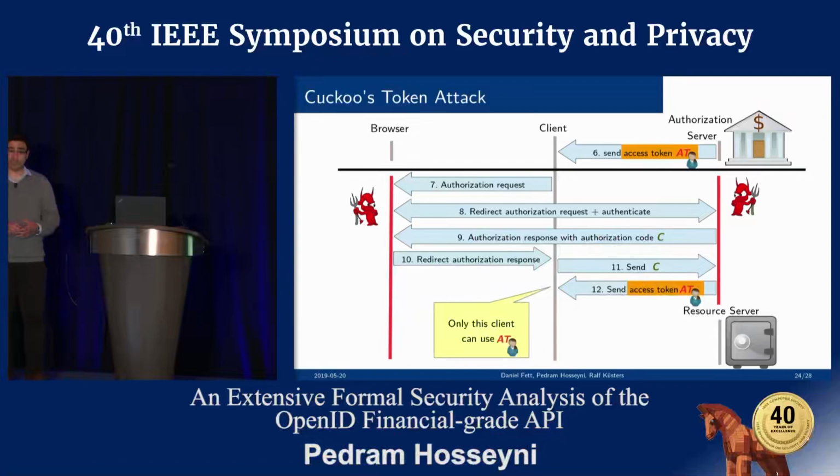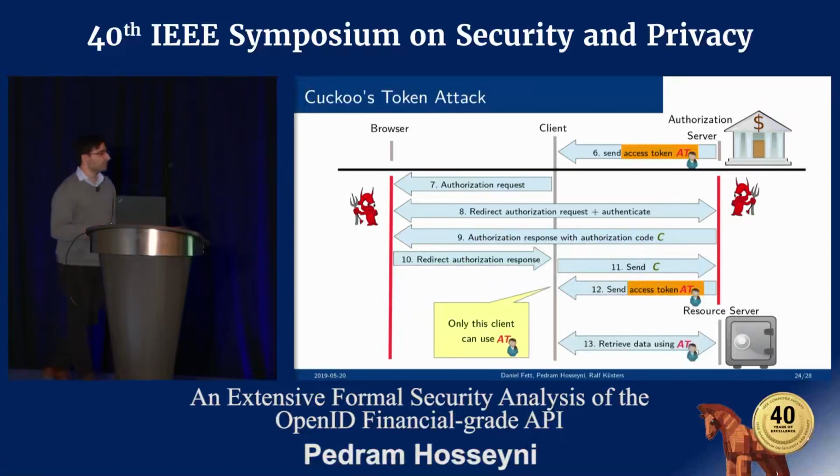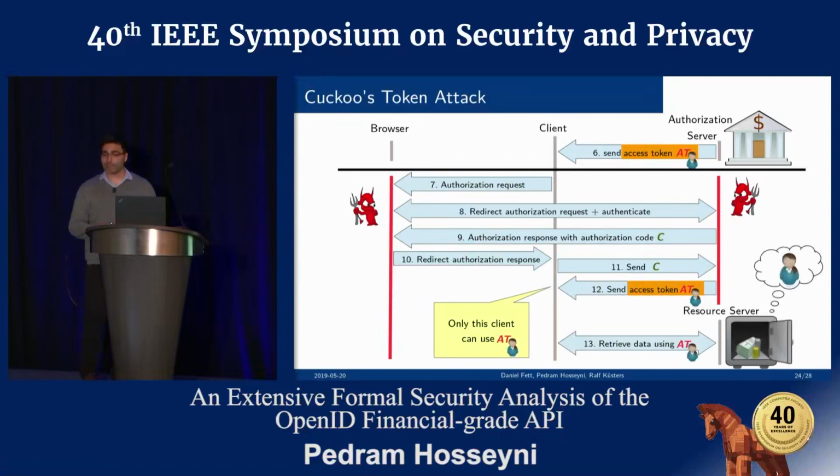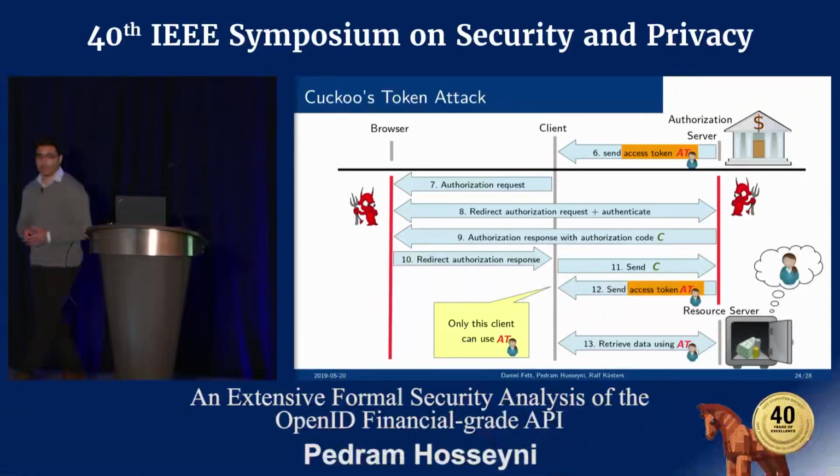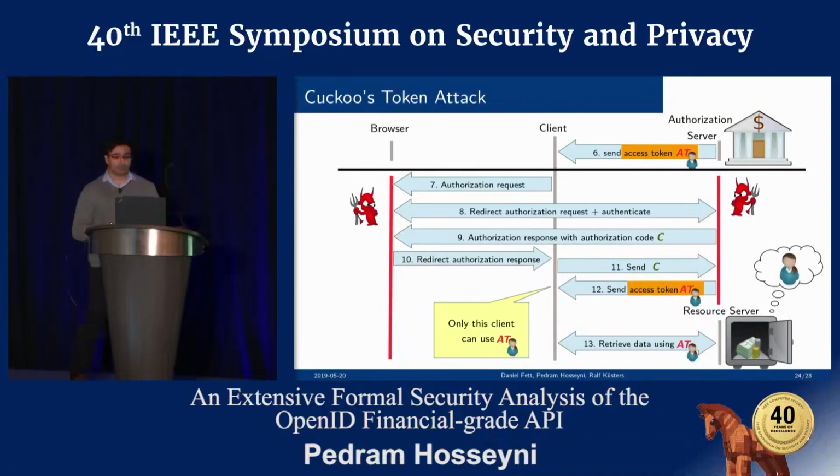Well, we said that this access token is bound to the client, which means the client can use it for getting access to Alice's resources. And of course, through this client, the attacker also gets access to Alice's banking account.